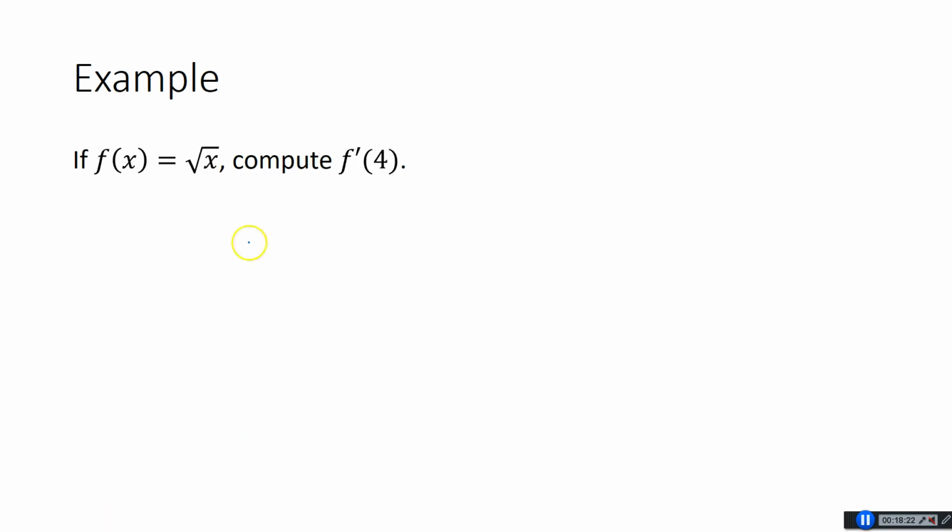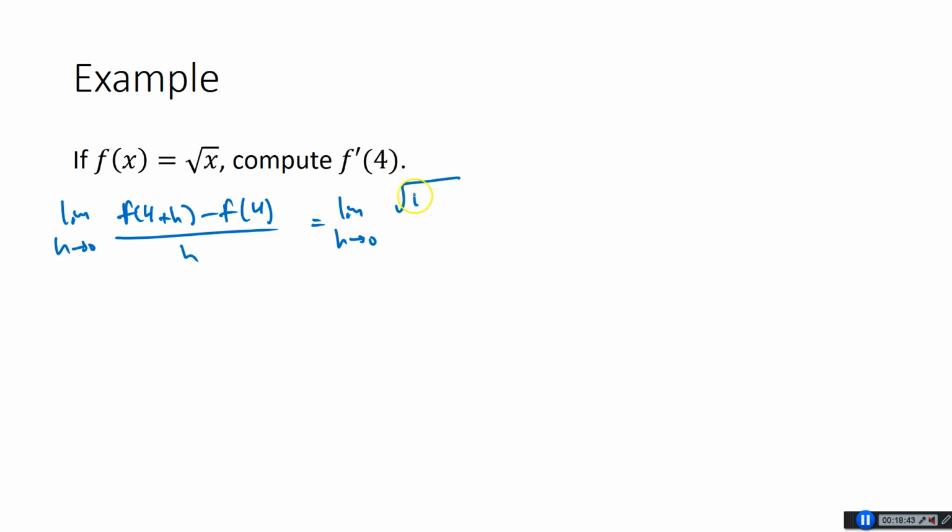All right. Next up, we got root x. We're going to compute f prime of 4. So we're going to do the limit as h approaches 0, f of 4 plus h minus f of 4, divided by h. That is the limit as h approaches 0, the square root of 4 plus h minus the square root of 4, which is 2, divided by h.